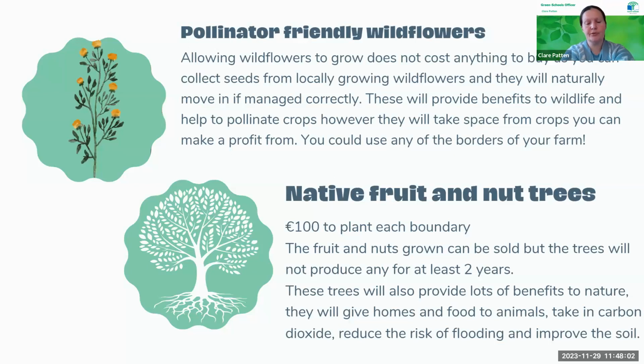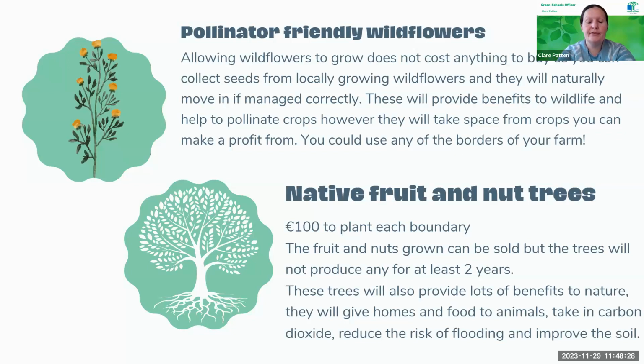Or the other thing you could put in your boundary are trees. So you can decide to plant some native fruit and nut trees. It costs you €100 to plant each boundary, so quite a lot. So if you've spent all of your seed money, that's €800, you could only do 2 boundaries with trees. So you can choose to do that if you want.